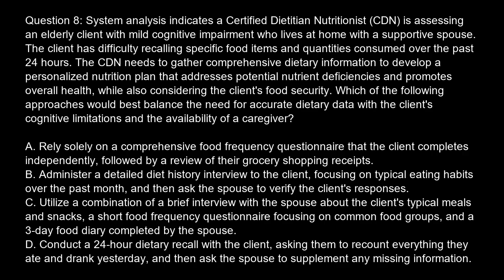Option A. Rely solely on a comprehensive food frequency questionnaire that the client completes independently, followed by a review of their grocery shopping receipts. Option B. Administer a detailed diet history interview to the client, focusing on typical eating habits over the past month, and then ask the spouse to verify the client's responses. Option C. Utilize a combination of a brief interview with the spouse about the client's typical meals and snacks, a short food frequency questionnaire focusing on common food groups, and a 3-day food diary completed by the spouse. Option D. Conduct a 24-hour dietary recall with the client, asking them to recount everything they ate and drank yesterday, and then ask the spouse to supplement any missing information.